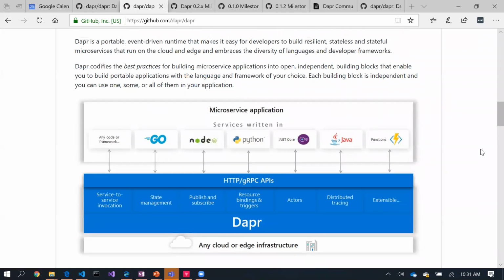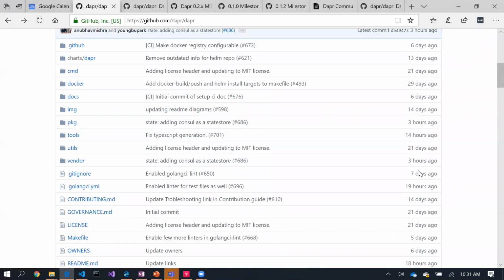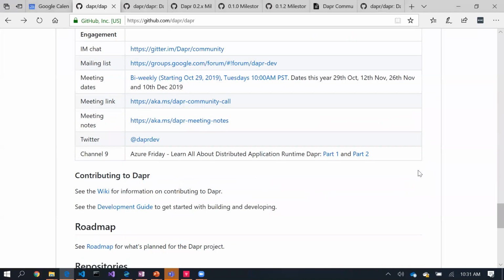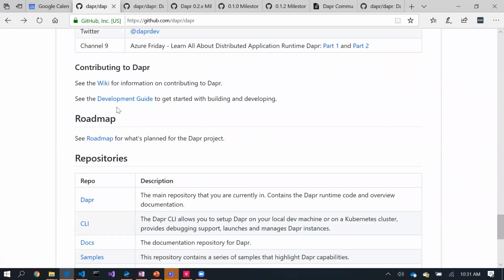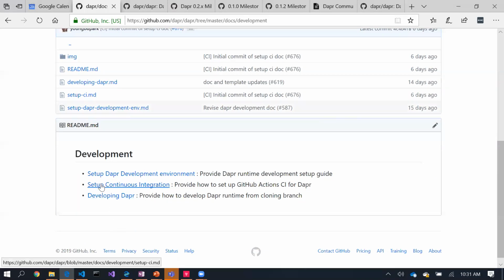Okay, yeah, thank you. So there's a release process at the moment that we have. There's a development guide down here, which is how you can start to build and contribute. And then this has a continuous integration guide here, where we use GitHub Actions for Dapr. So that's the release process that we have in place at the moment.